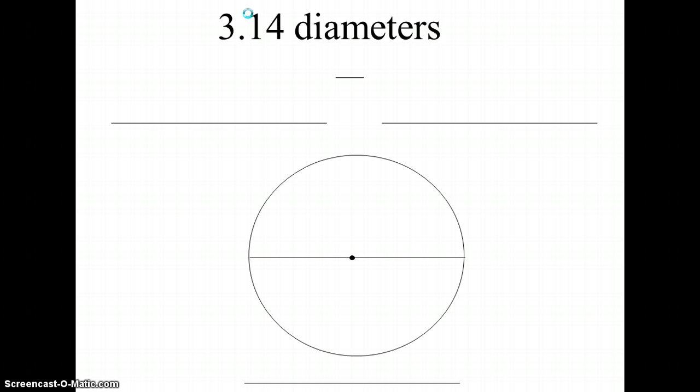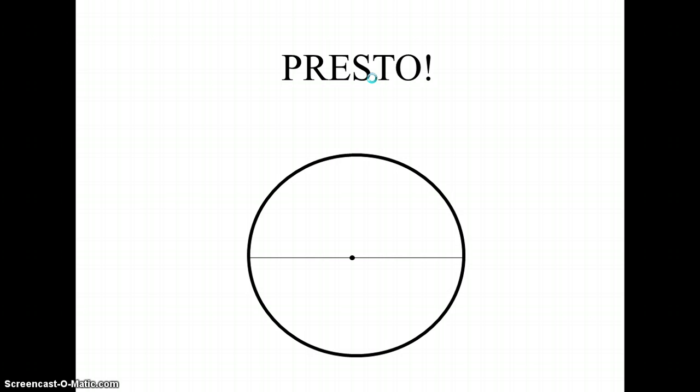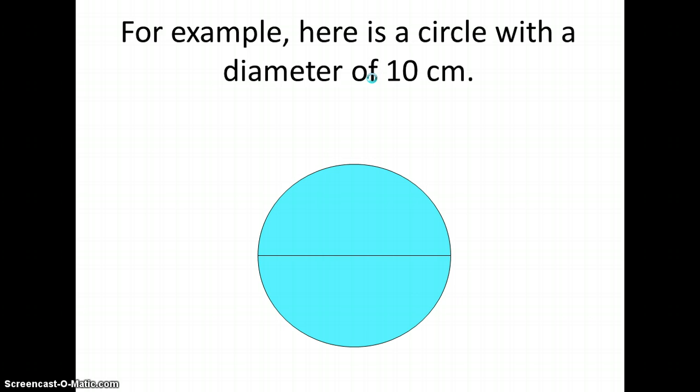Let's take a closer look. Here is 1, 2, 3, and 14/100ths of the diameter. So this is the length of the diameter, this is the length of the diameter, this is the length of the diameter, this is about 14/100ths of the diameter. And let's wrap the circle with these 4 pieces we have. And presto! We've taken 3.14 of our diameter and made the circumference.